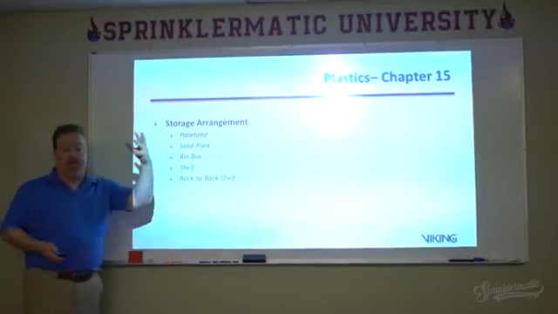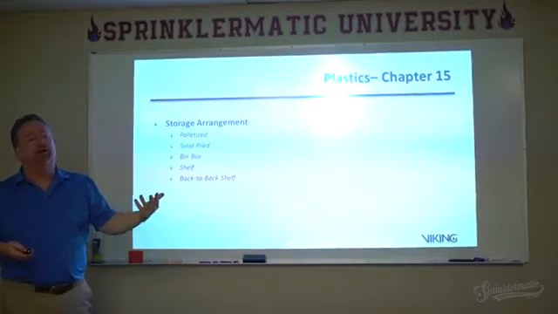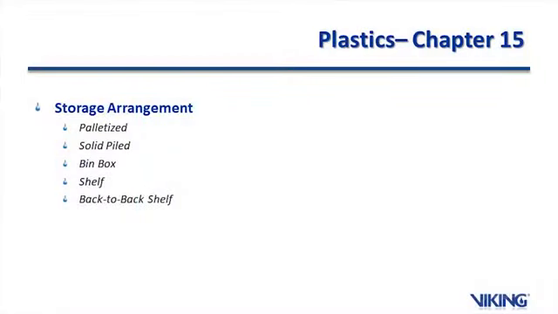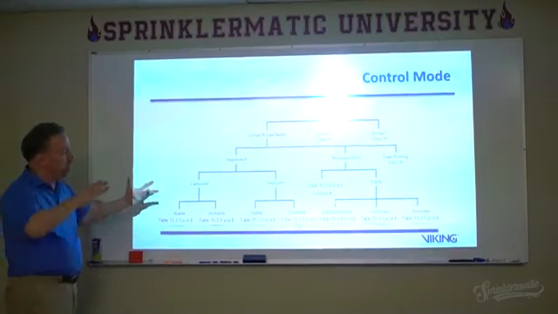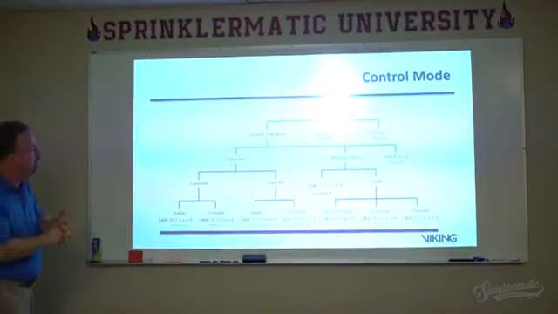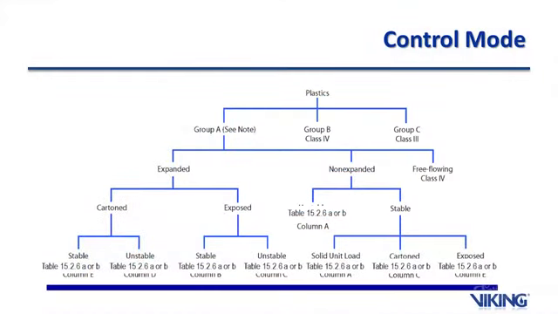Chapter 15 then is plastics, but not just any plastics, right? Because the only plastics we have left are Group A plastics. So it's Group A plastic. Again, palletized, solid pile, bin box, shelf storage, back-to-back shelf. And in this case, if I'm using control mode sprinklers, this is where all these terms begin to come back around. And this is a decision tree in chapter 15 that says, I have plastic being stored. What kind of plastic? We know that if it's Group B or Group C, we're going there. But now I've got Group A.